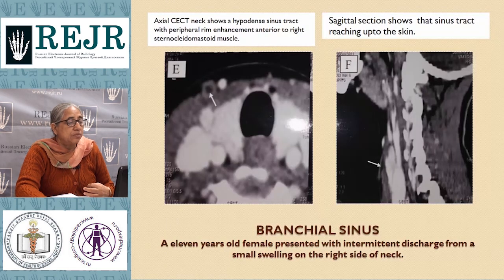This is a child who presented with the sinus, an 11-year-old female with intermittent discharge from a small swelling on the right side of the neck. On CCT, we are able to see a hypodense sinus tract with peripheral rim enhancement anterior to the right sternocleidomastoid. Sagittal section shows that sinus tract is reaching up to the skin.